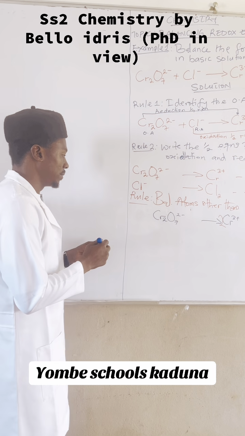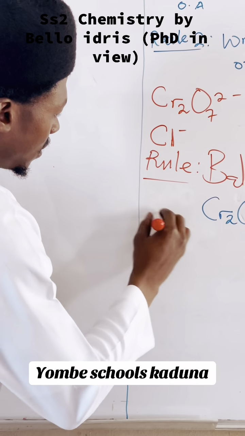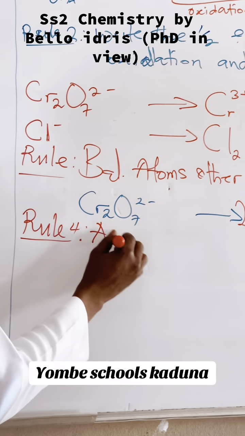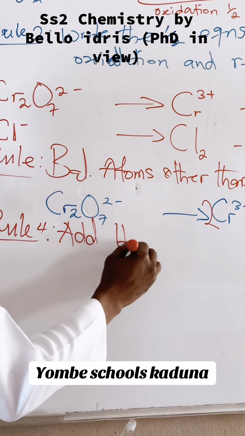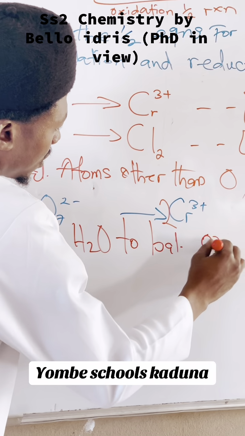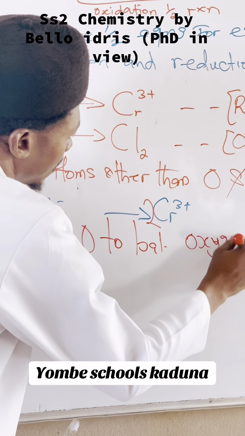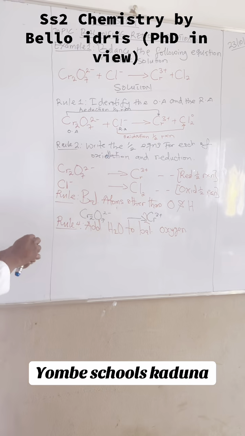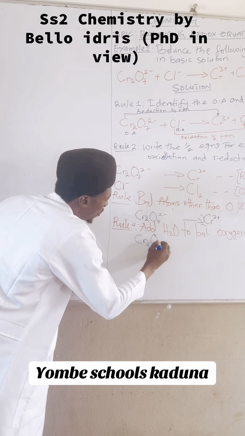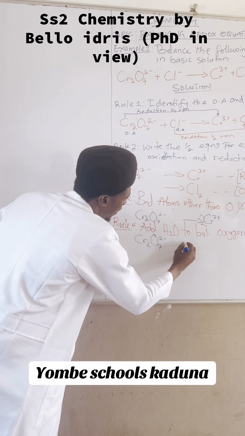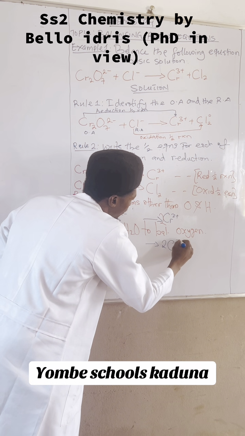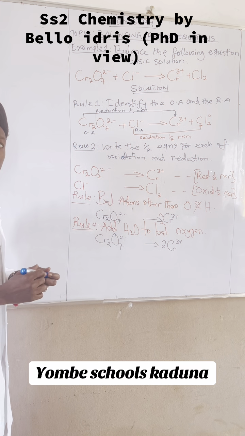Move to the next rule. Rule number 4. Add water to balance oxygen. So now we write this equation. It's now going to be Cr2O7 2- arrow 2Cr3+. Are we all together? Yes. Good.